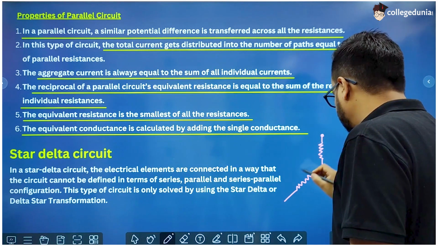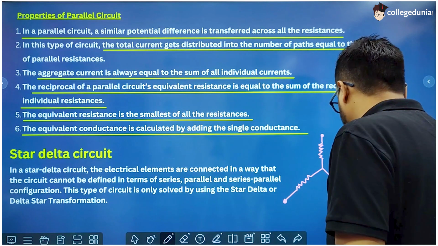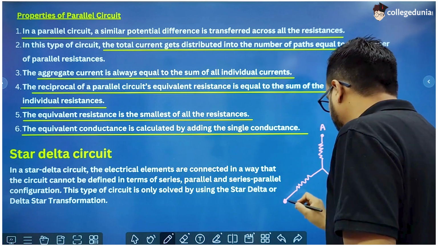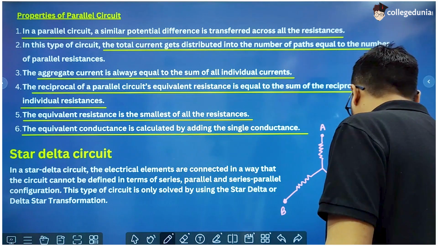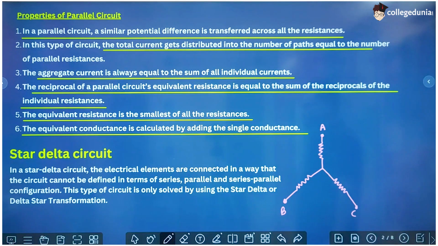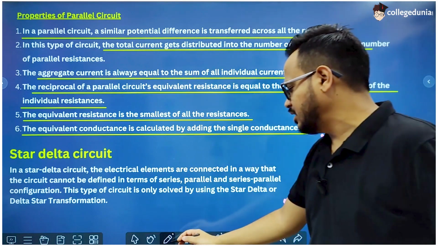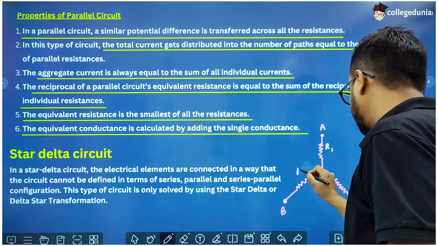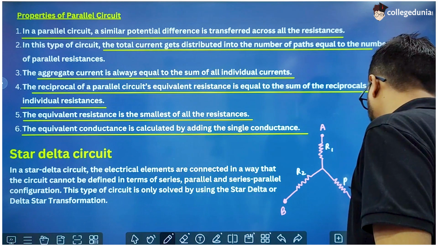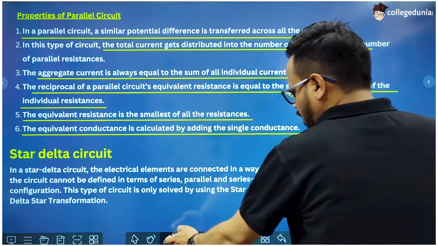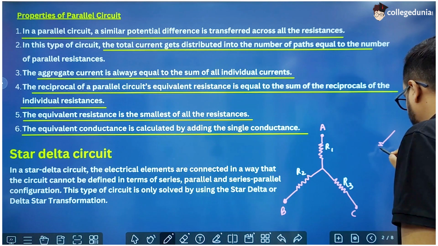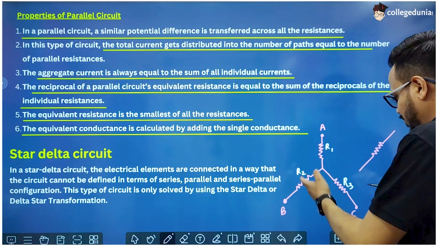Now this is called the star connection. We can clearly see that these three resistors R1, R2, R3 are neither in series nor in parallel. And there is another form of this circuit which is called the delta connection, which looks like a delta. This one looks like a star.